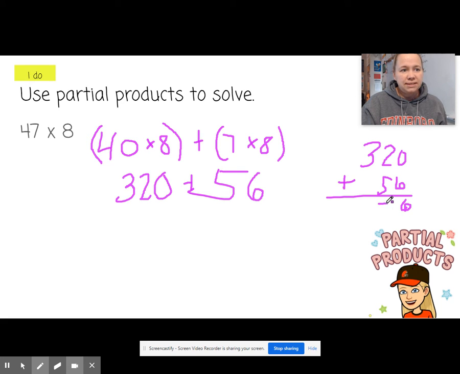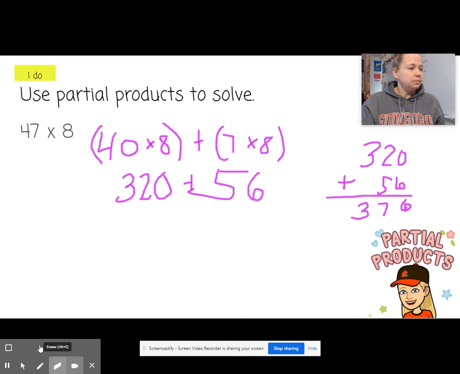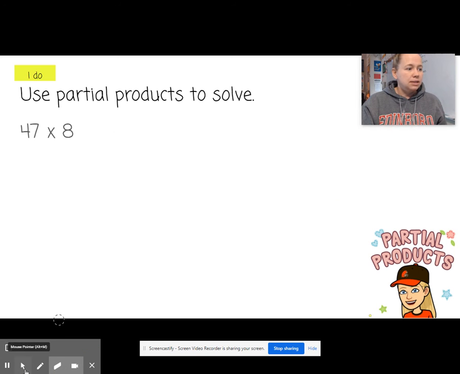2 plus 5 is 7. 3 plus nothing is 3. 376. Yeah? So sometimes when you use partial products, you can turn a multiplication problem into a mental math problem. Sometimes. All right. That was the I do.